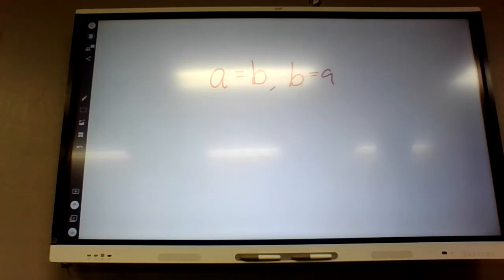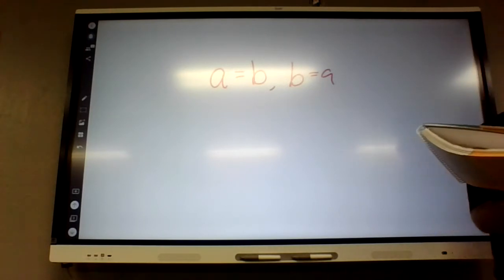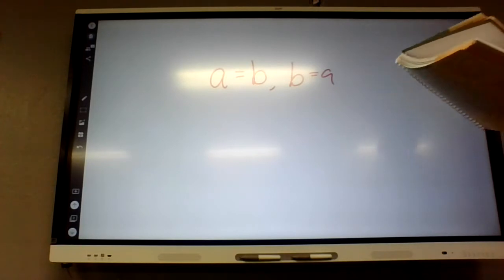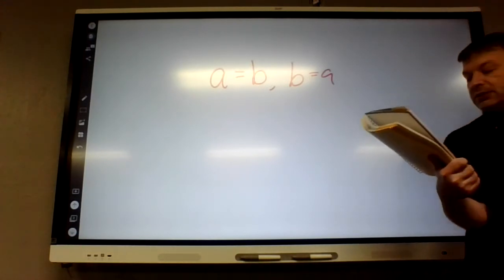Alright, which one does C look like? Basically it's associative property of multiplication. Doesn't matter what order you multiply a bunch of factors in. Associative property of multiplication. These are on page 78. D basically says when you add opposites together, they add up to 0. Inverse property of addition.